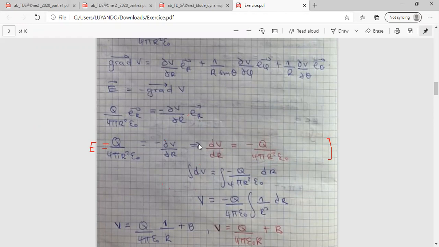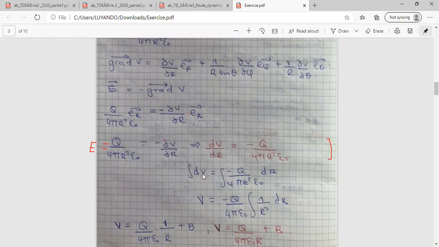And then when we rearrange, dV over dr is equal to negative Q over 4 pi r squared epsilon 0. We've just changed the location of the negative. We're trying to find the potential, and we know the potential is the V that we're looking for. So we make dV the subject of the formula: dV is equal to negative Q over 4 pi r squared epsilon 0 times dr, which is what we have here.